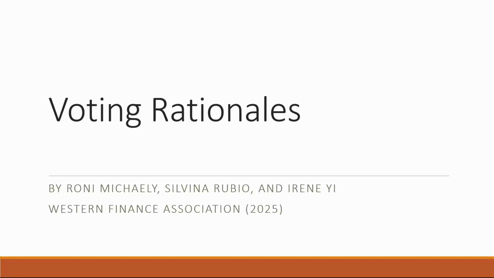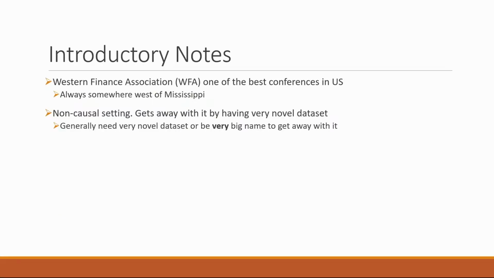So the paper is called Voting Rationales, a very bland sort of title, and it's by Roni, Michaely, Silvina Rubio, and Irene. My apologies for mangling those names. I'm sure I mangled at least one. And this was presented at Western Finance Association in 2025. So, as a reminder, WFA is one of the best conferences in finance, internationally as well as just in the US, and it's always somewhere west of the Mississippi. So, kind of in the West, although not always what we would think of as West.